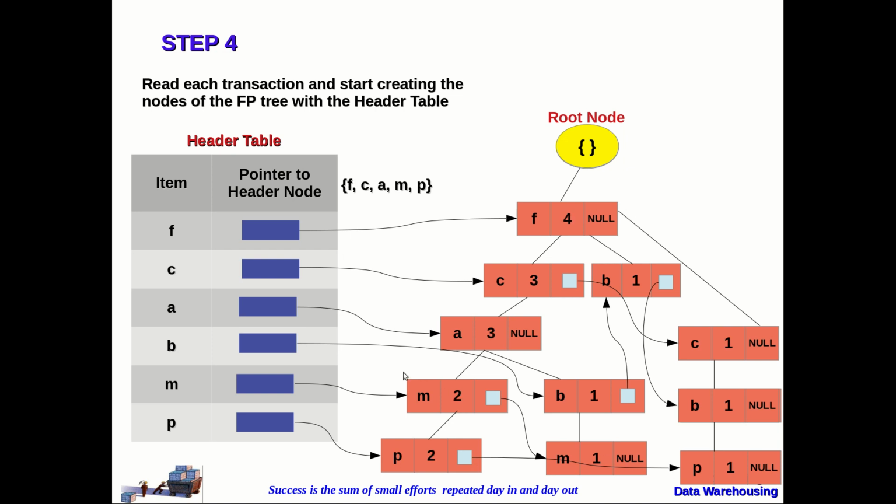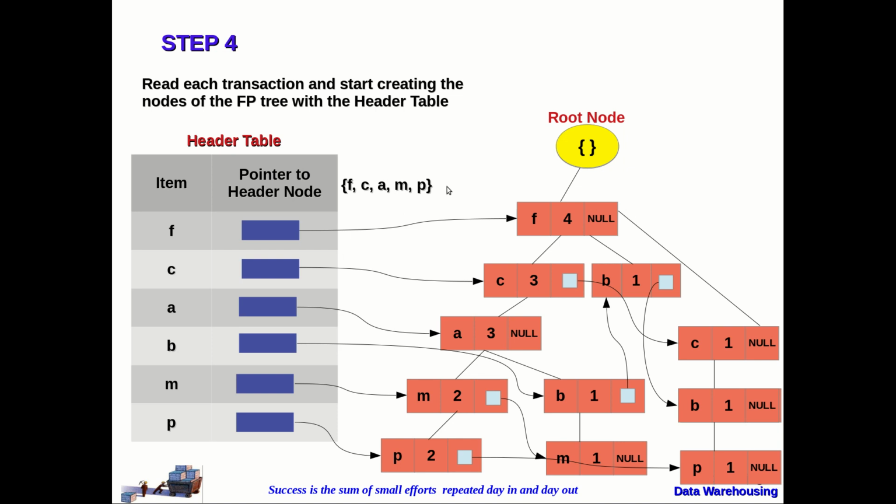Then we have the last transaction. So with that we are completing the fourth transaction. Okay, so the fourth transaction will have the FP tree like this. And please make a note of it. This line is not coming from F. It must come from the root node.